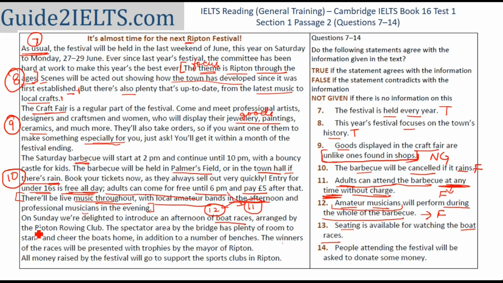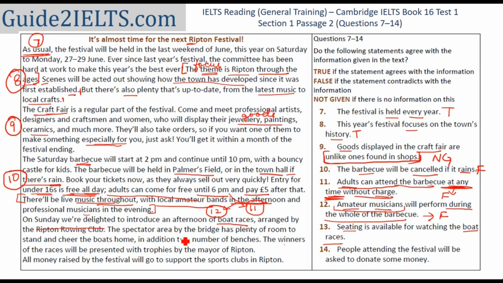Wherever there are names, I make it a point not to read them. They are very distracting because they don't really have any information. They are not part of our question. The spectator area by the bridge has plenty of room to stand and cheer the boats home. It says there is a lot of space to stand, nothing about sitting till here, in addition to a number of benches. So there are some benches and there's a lot of place to stand. But is seating available? Yes, it is. So both seating and standing areas are available.